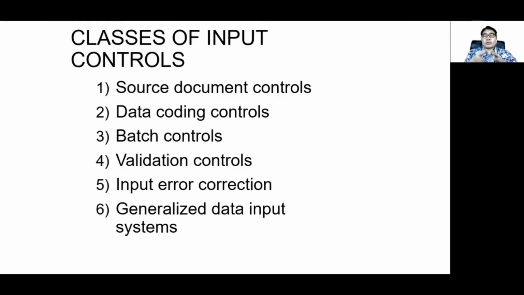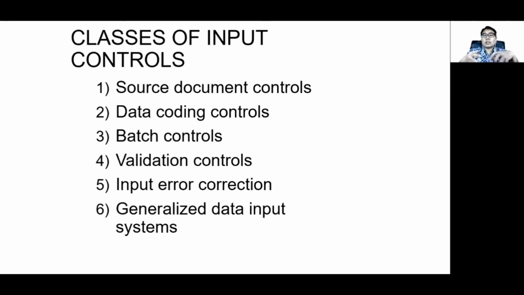Number 5 and number 6 are basically also validation controls. However, for number 5, they will show you a correction, just like when you mistype on any Google application, and it will show you the correct words from what you mistyped or when you create a typo. So it will automatically correct your mistake instead of showing you an error message.